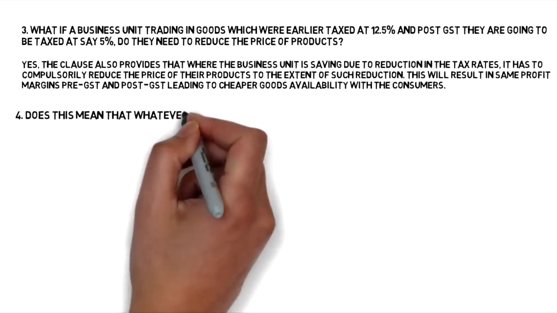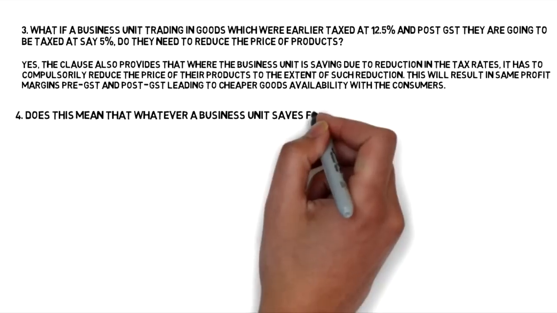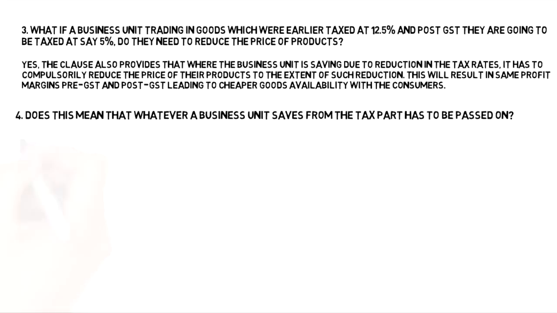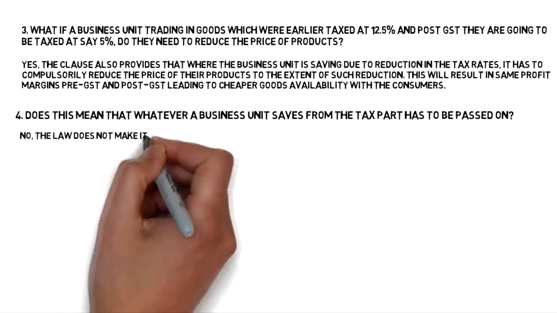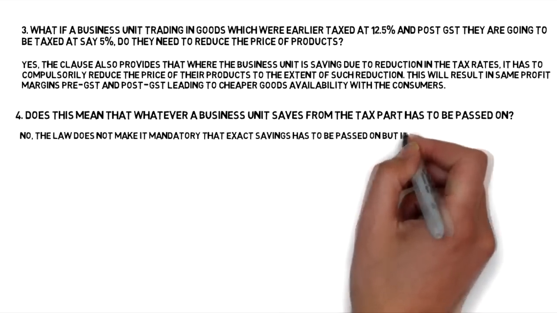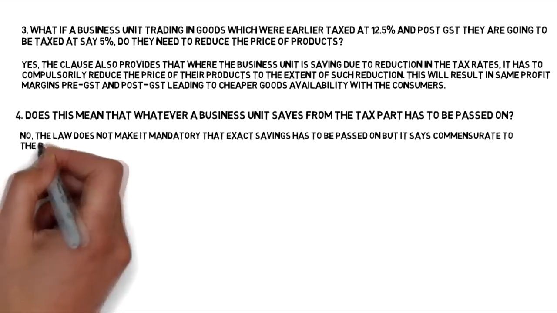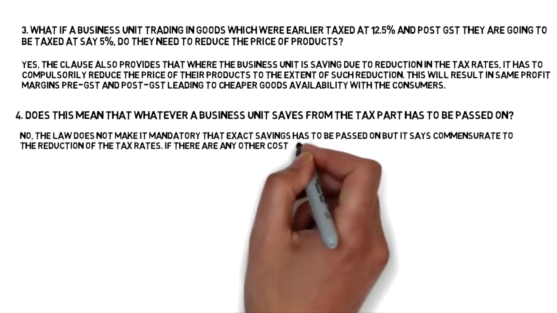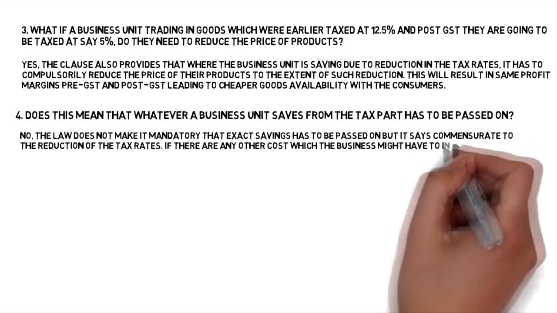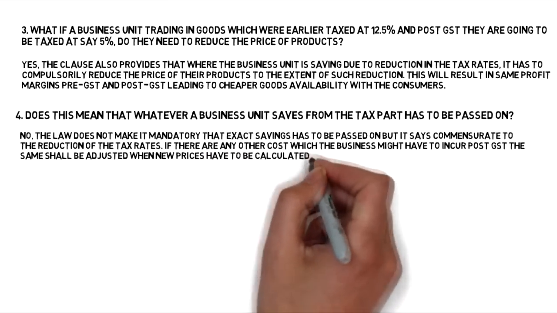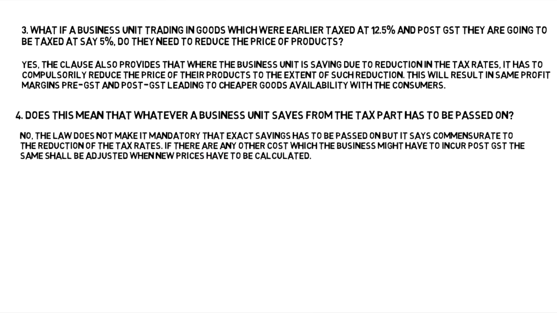Does this mean that whatever a business unit saves from the tax part has to be passed on? No. The law does not make it mandatory that the exact saving has to be passed on, but it says commensurate to the reduction of the tax rates. If there are any other costs which the business might have to incur post GST, the same shall be adjusted when new prices have to be calculated.